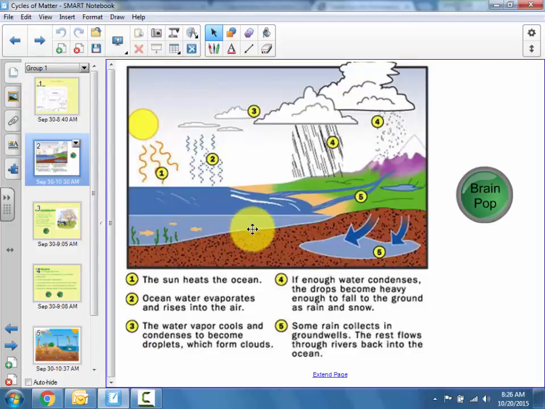So here's a picture of that. So the sun's heating the ocean. The water evaporates, it cools and becomes clouds, then it becomes heavy enough to fall again, and you've got it hitting the ground. Some of it's going underground, and some of it's running back into the oceans and the rivers and lakes.